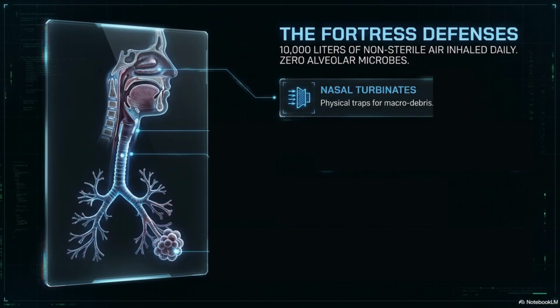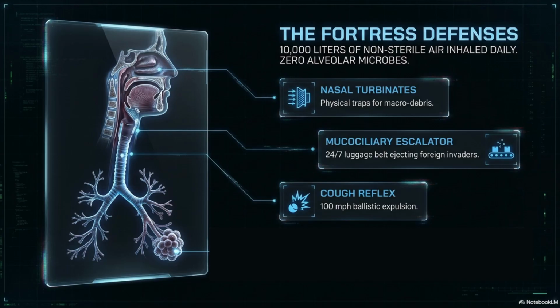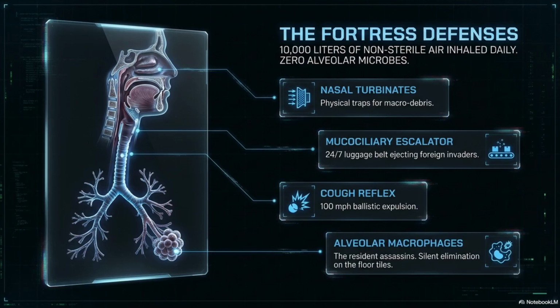How? First, the nasal turbinates act as physical traps for macro debris. Next is the mucociliary escalator, which acts as a 24/7 luggage belt continually ejecting foreign invaders. If something gets past that, the cough reflex provides a 100 miles per hour ballistic expulsion. Finally, down in the alveoli we have the alveolar macrophages, the resident assassins providing silent elimination right on the floor tiles.